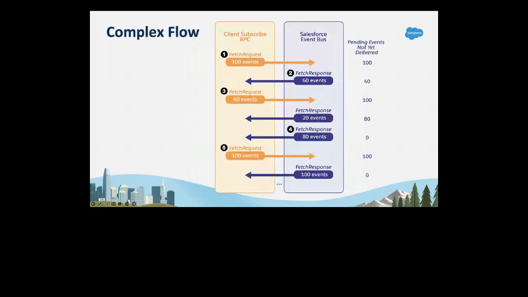Then we have the complex flow. For example, I have asked for 100 events, and my Salesforce event bus has responded with 60. Right now the event bus has given me only 60, but I still have 40 more events to get. Meanwhile, my client has asked for another 60 events, so in total it's now 160. Out of 160, 100 events are done. Then I'll have 20 more events, then 80 events. Once that is done and everything has been fulfilled, the client can ask for an additional 100 events. At any point of time, we can only have a request for 100 events. This is part of the complex flow.